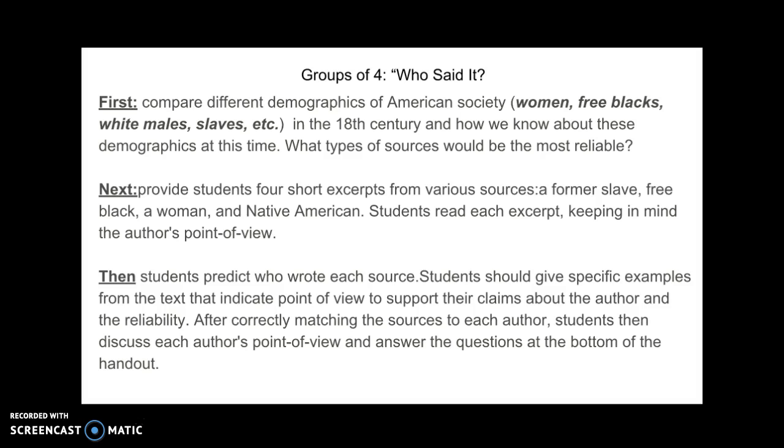After doing the first part of this Who Said It activity, you should then look in your folders and pass out the 4 short excerpts from various sources. 1 will be from a former slave, 1 from a free black, 1 from a woman, and the last from a Native American. Students should read each excerpt, keeping in mind the author's point of view.